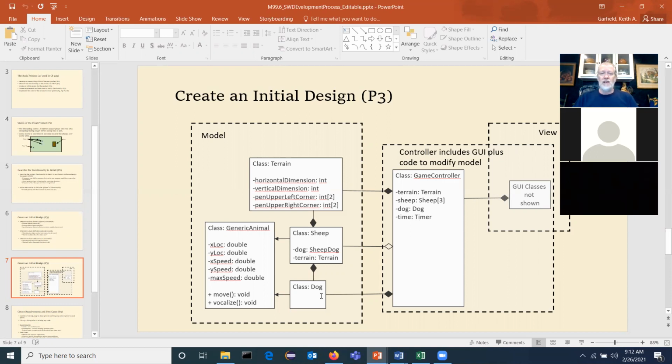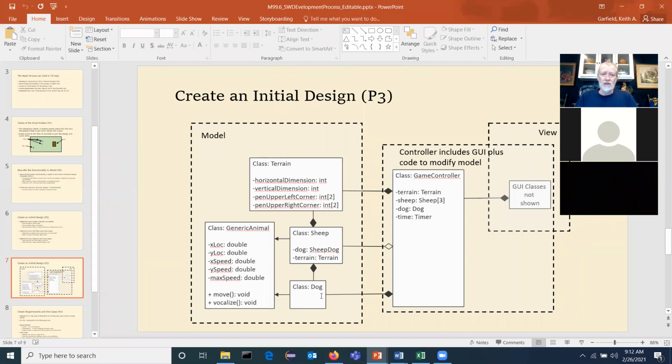I didn't talk about terrain. You see on here, in the sheep class, I've got a dog attribute and a terrain attribute. You make the exact same argument with the terrain. How do the sheep know that they're not running into the fence on the end of the field? You know, the field has boundaries, right? So how do we keep the sheep inside the field of play?